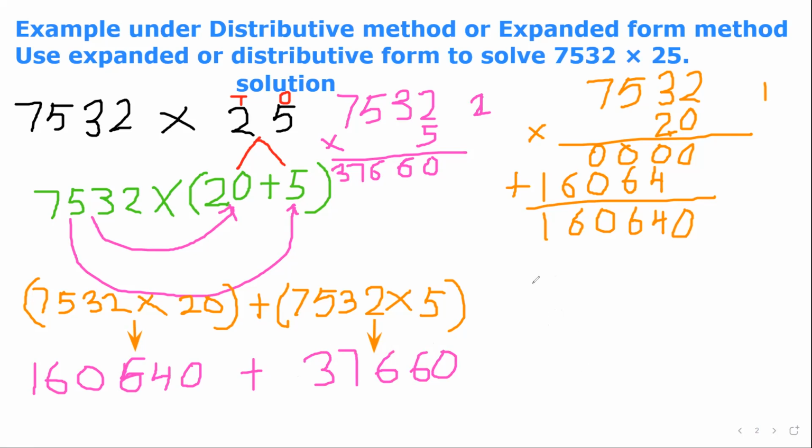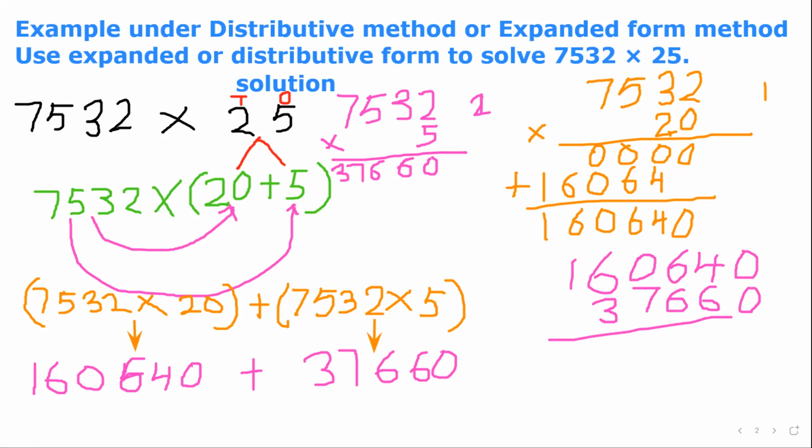Okay, good. Now when you finish, you add these two products. The first one is 160,640. Then you start recording the other one from the back, which is the 0, 6, 6, 6, 7, 3 here. Then you add them.